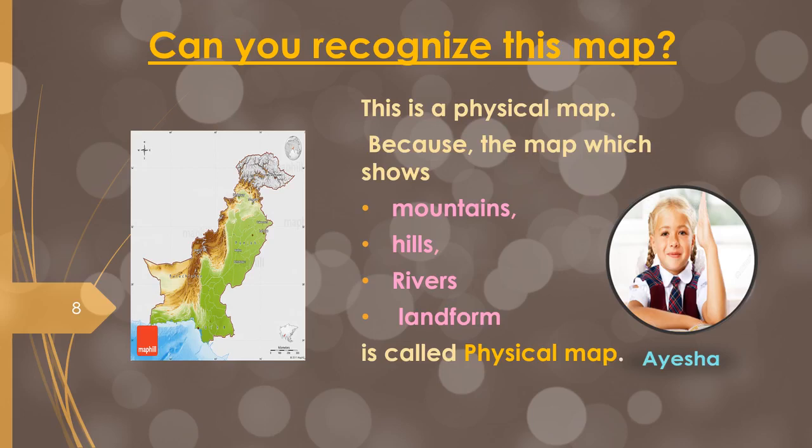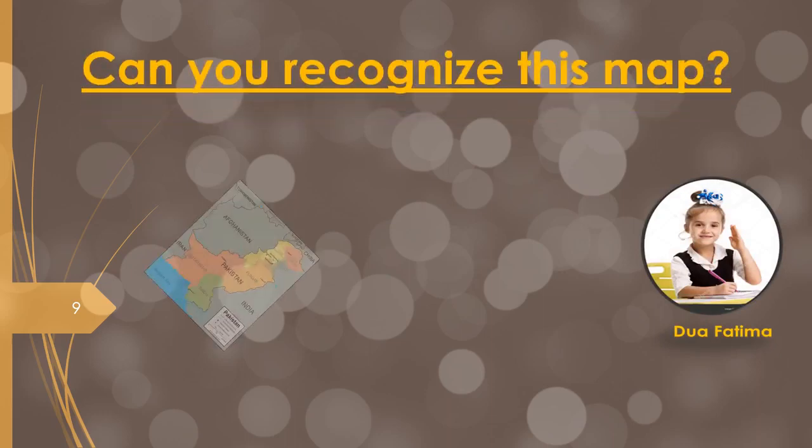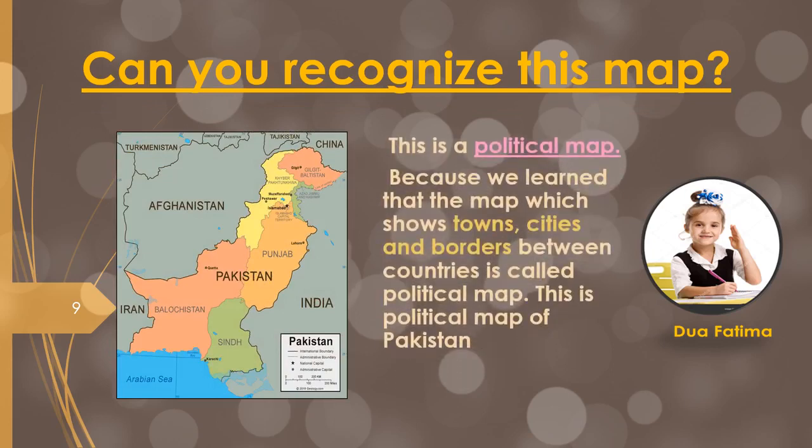The next question is from Dua Fatima. Dua Beta, are you ready? Should I ask the question? Fine. Can you recognize this map? Tell us the type of map. Sir, this is a political map because we learned that the map which shows towns, cities and borders between countries is called a political map. Amazing. I am happy that you learned the topic very well. Students, it's a political map because there are borders.